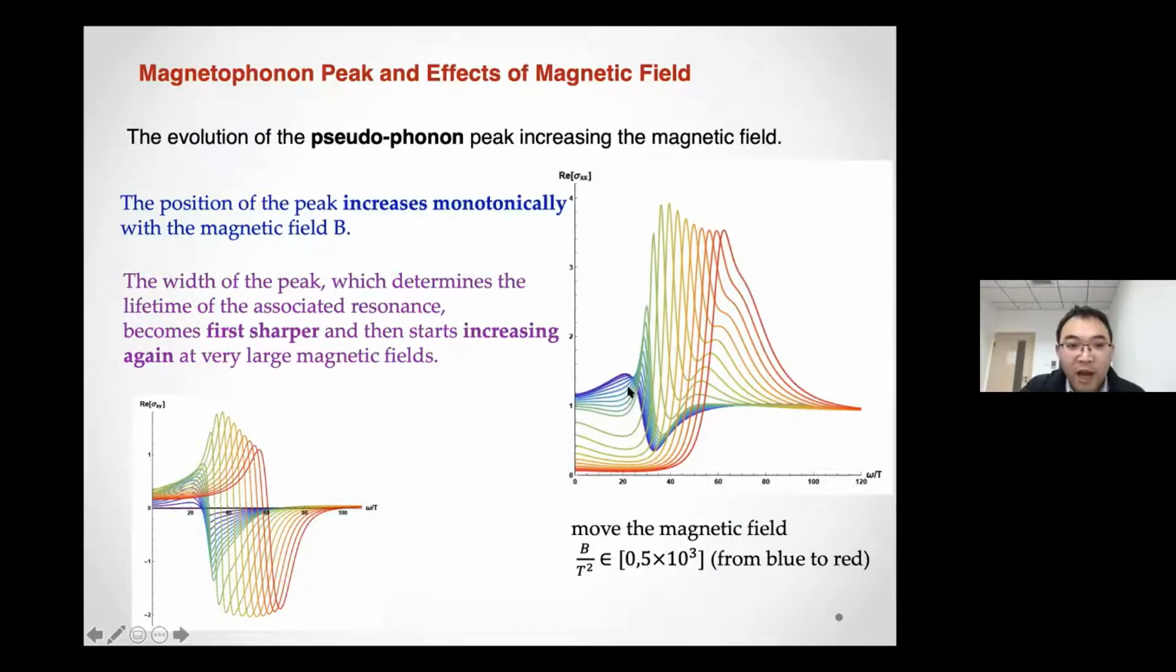But at the same time, the width of the peak, which determines the lifetime of the associated resonance, first becomes sharper and then starts increasing again at a very large magnetic field. So here we also show the image. This is for the Hall conductivity. This is for the longitudinal conductivity. They have similar features.